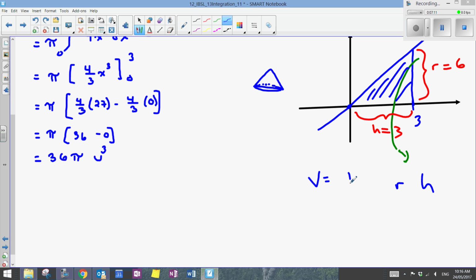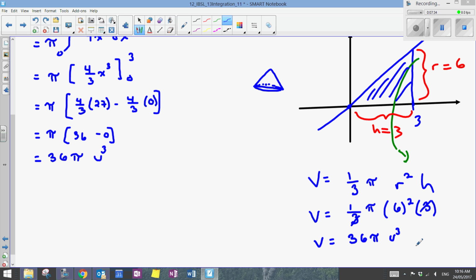So we have 1/3 pi r squared multiplied by h. These are the formulas that we've been using throughout the years. So 1/3 pi, 6 squared multiplied by your h of 3. So 6 squared, 36. The 3's will cancel out, and then there you go with your 36 pi.